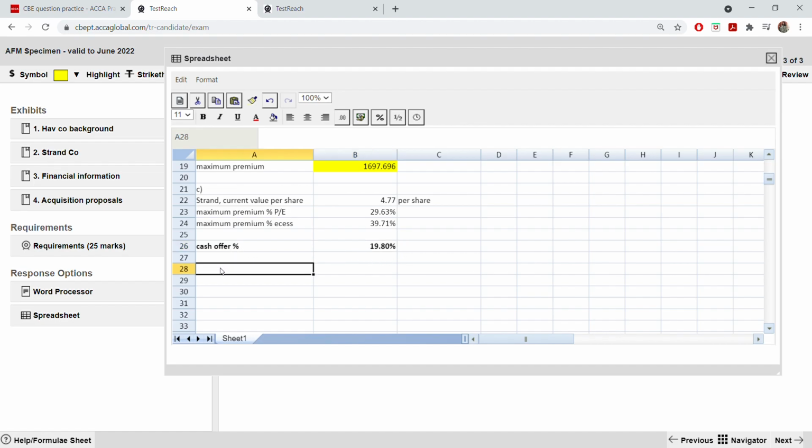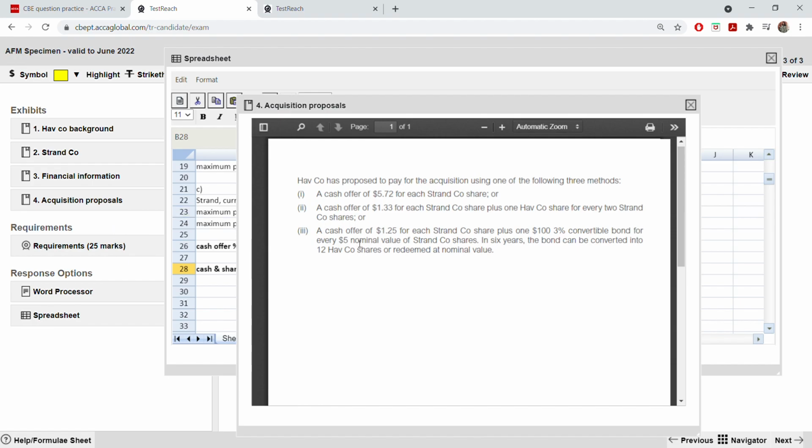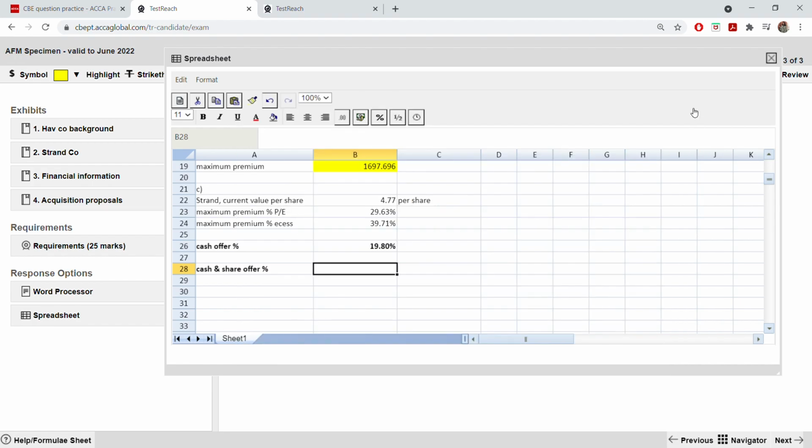Now we are going to the second offer, which is cash and share offer, in percentage. So here, let us read. A cash offer of 1.33 for each strength company share plus, this is cash 1.33, plus 1/2 for every 2 strength share. Please understand, especially the share part when we are exchanging shares, because most of the students make mistakes here. Cash part is still easy. How many shares you are receiving, how many shares you are giving. So better you write it somewhere.